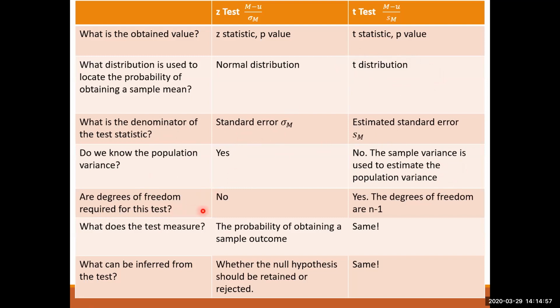Are degrees of freedom required for this test? No, for a z-test. And yes, the degrees of freedom are n-1. Anytime we're using a sample to calculate variance, we must use the degrees of freedom, n-1. What does the test measure? The test measures the probability of obtaining a sample outcome, for both a z-test and a t-test.